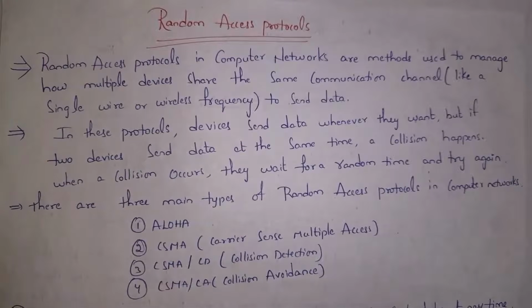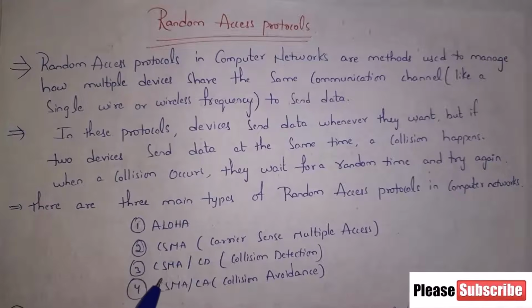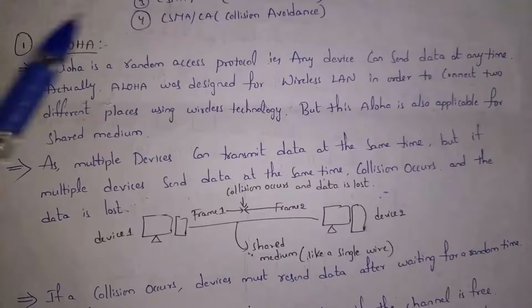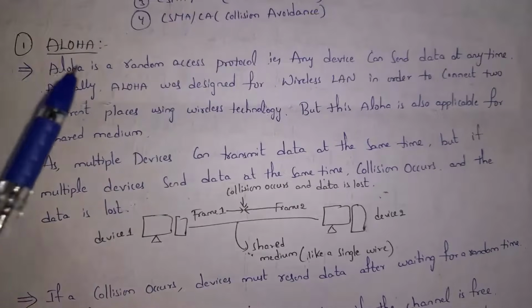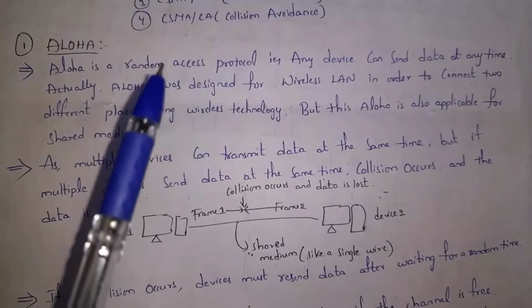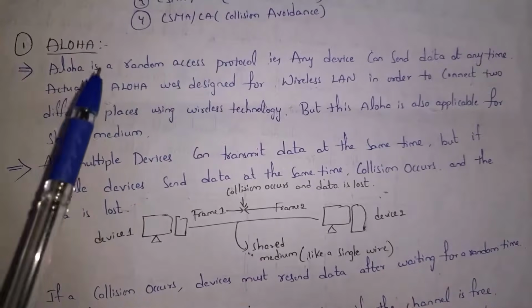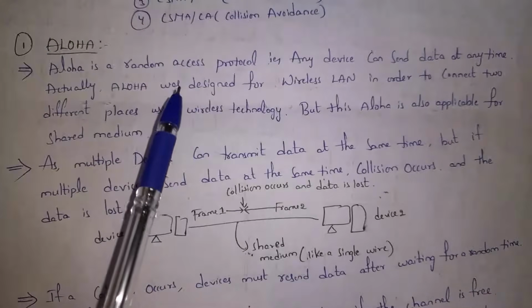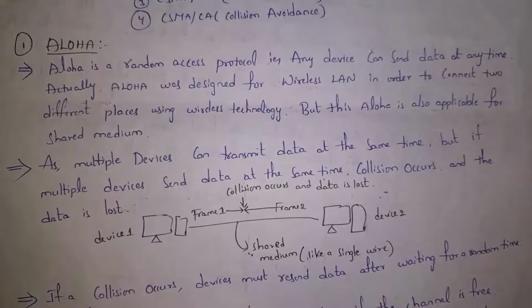Random access protocols are classified into four types: ALOHA, CSMA, CSMA CD, and CSMA CA. I will explain each of them in detail. At first, I will explain what is ALOHA protocol. ALOHA is a random access protocol. In ALOHA protocol, any device can send data at any time. There is no rule that a device needs to transfer data only at a particular time. So any device can send data at any time in ALOHA protocol.